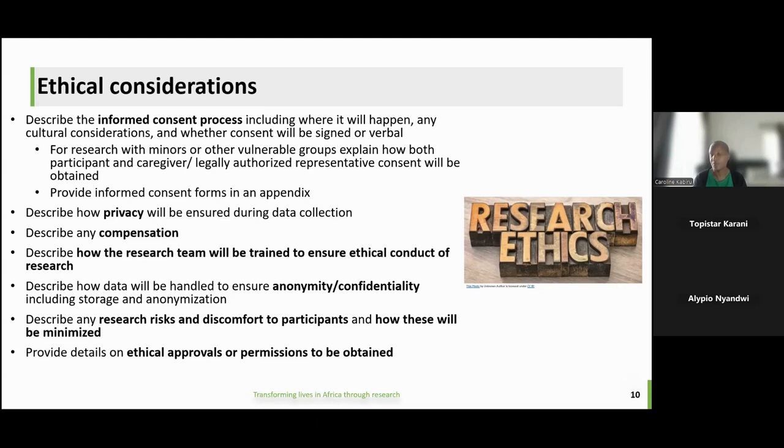And so, for example, if it's in-depth interviews where you're interviewing and recording, then you want to say what you're going to do. So the recordings will be destroyed immediately after transcription. And not only that, you'll go through the entire transcript. And if someone's name appears or some other aspect that would limit the confidentiality, then all those are removed. And then describe any research risks and discomfort to participants and how these will be minimized.